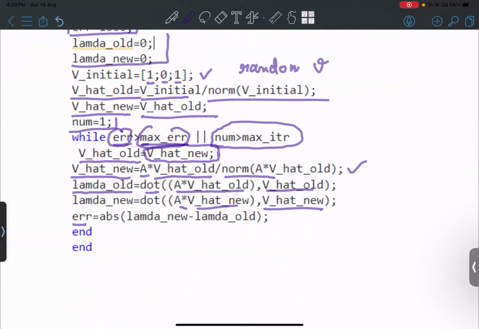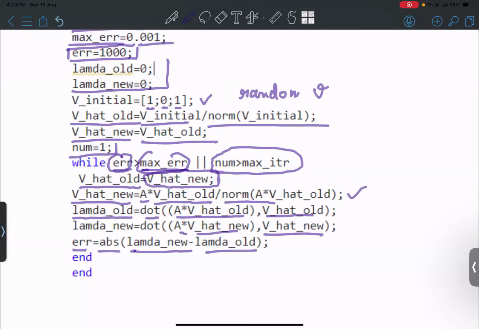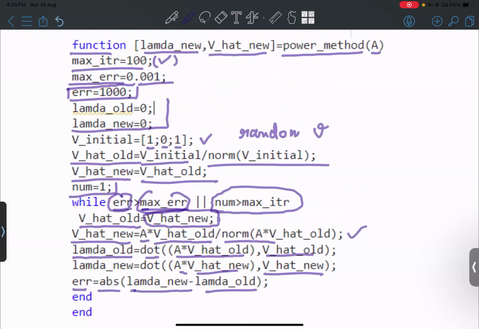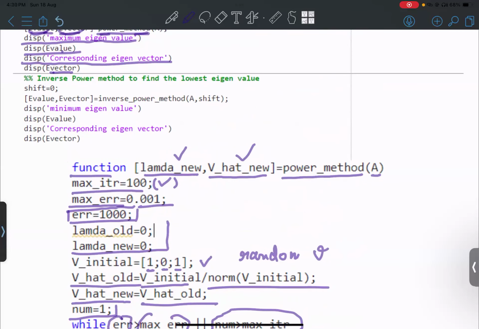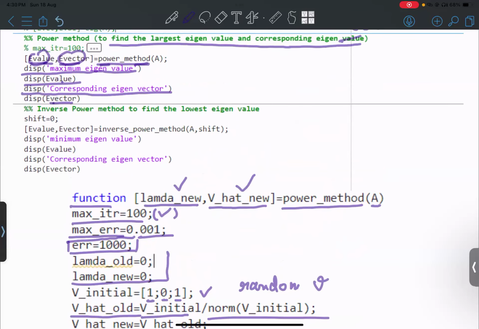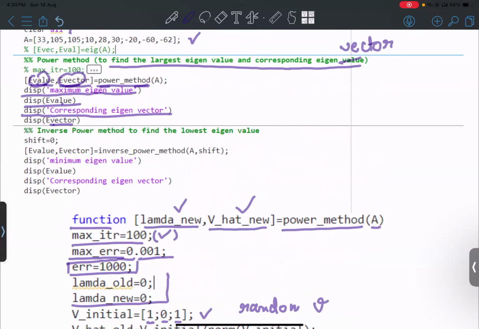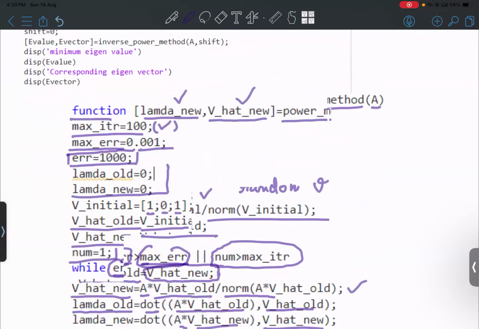Now I will find the error, which will be the absolute value of lambda new minus lambda old. Once this code runs, it will return lambda new and v hat new. This will be saved in my e value and e vector value. Then this will be printed.